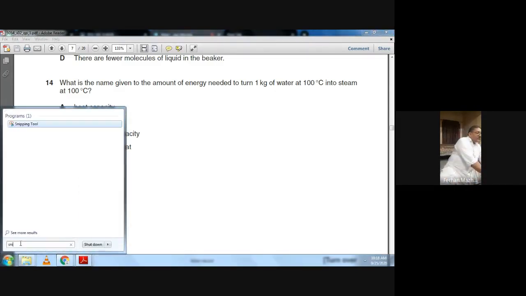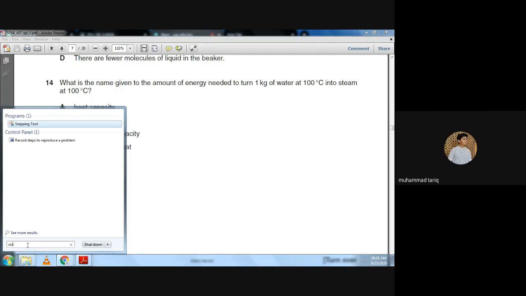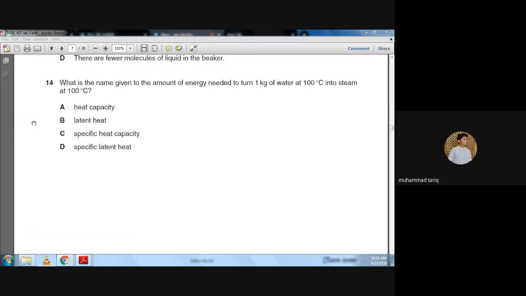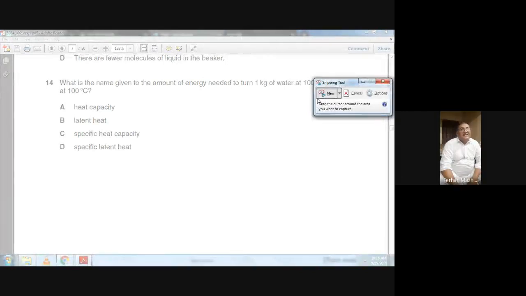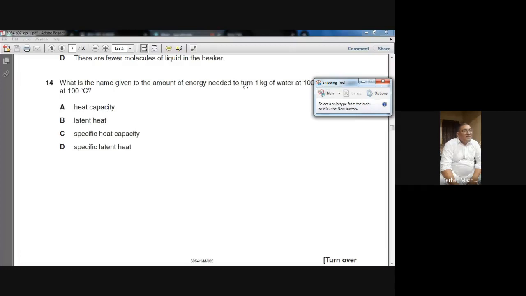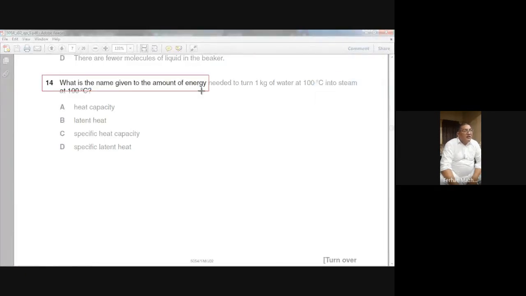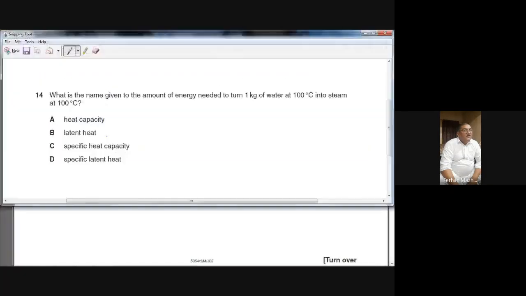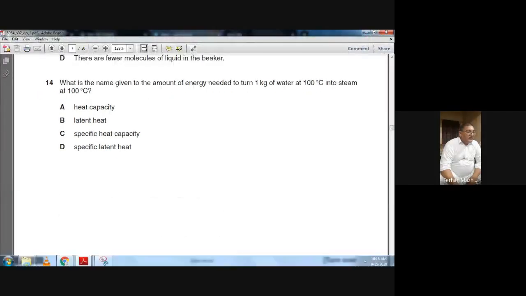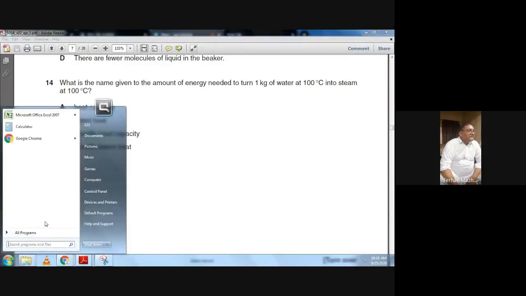So what is the choice? I think D. Yes, sir, D. That is just latent heat, which is not right. It should be specific latent heat. Specific latent heat. Yes, so D will be the choice, sir.